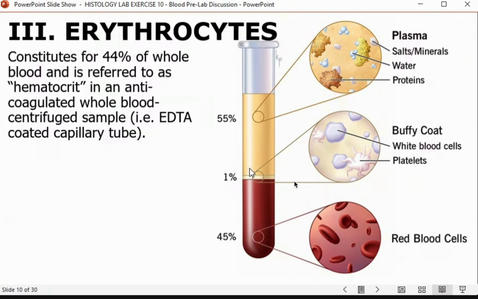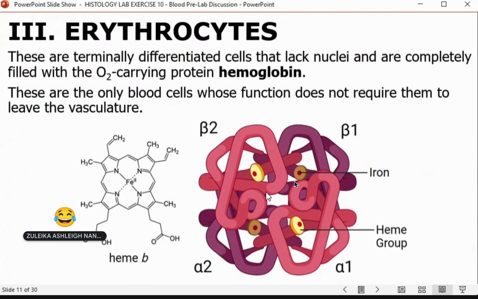Moving on. And then lastly, your red blood cells, 44% of whole blood, is referred to as hematocrit in an anticoagulated whole blood centrifuged sample.